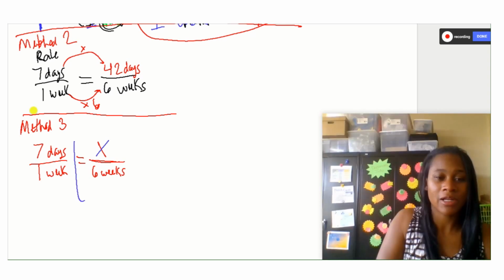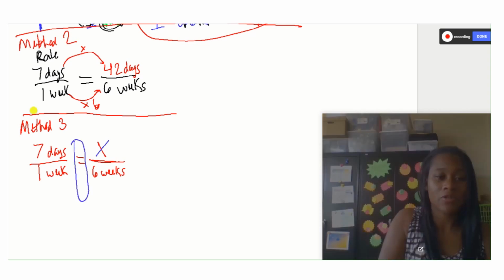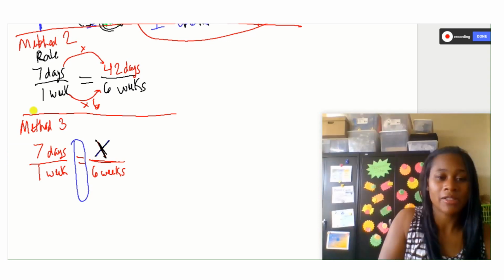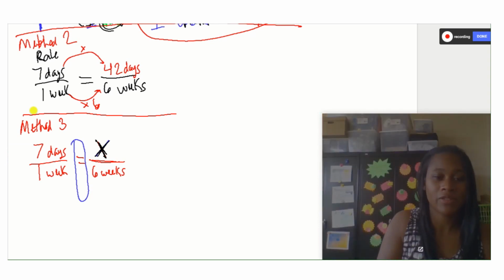So I have my equal sign right here. Your goal is to get your variable X on one side of the equal sign by itself. So what do you have to move? You have to move 6 weeks.